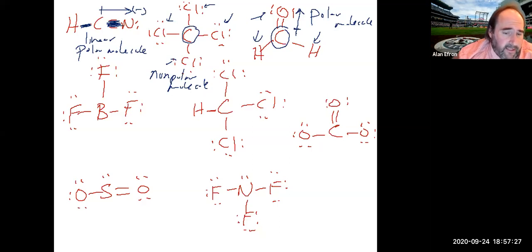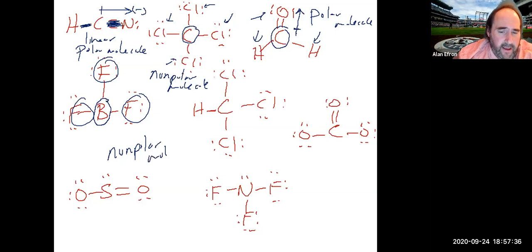I'm going to look at this guy and go, I got no dots. I got everybody the same. That's going to be nonpolar. And it is nonpolar because the geometry here is trigonal planar. That's our triangle view. Everybody's equal.